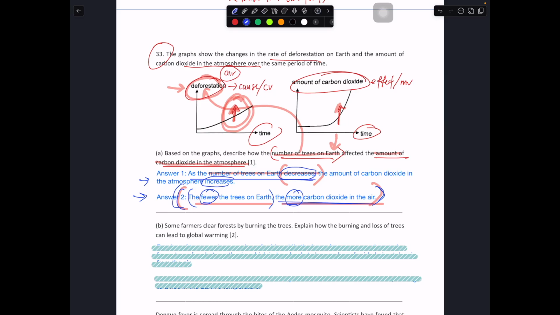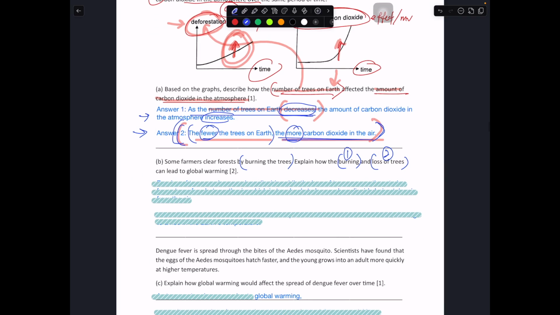Okay, so some farmers clear forests by burning trees. Explain how burning trees and loss of forest can lead to global warming. So number 1 and number 2, there are 2 parts. Okay, how when you burn trees and there are fewer trees can lead to global warming. So let's address this first.